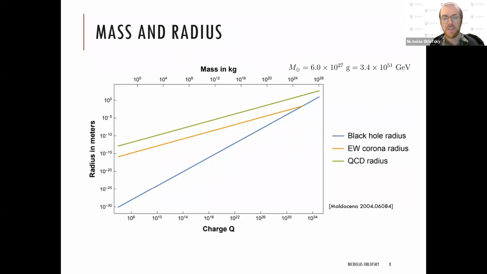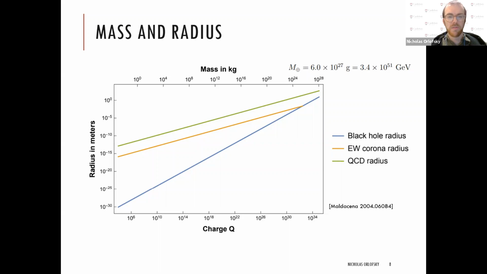Okay, and then finally, the place where these two are equal and where you no longer have a corona is this, as I said, charge of about 10 to the 32, and that corresponds to a black hole, if it's extremal again, having a mass of about the mass of the Earth, so 10 to the 27 grams.